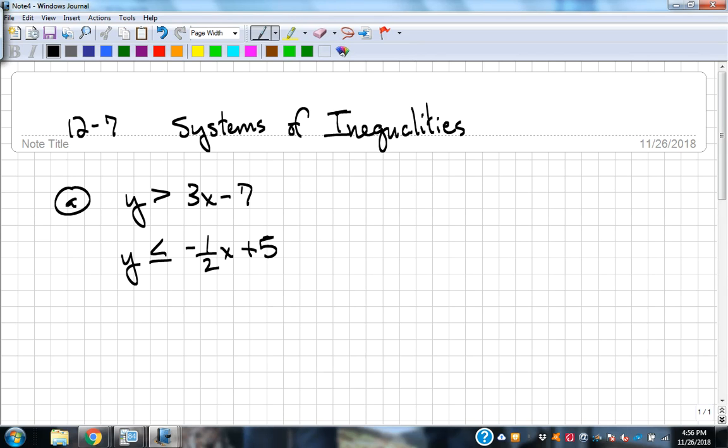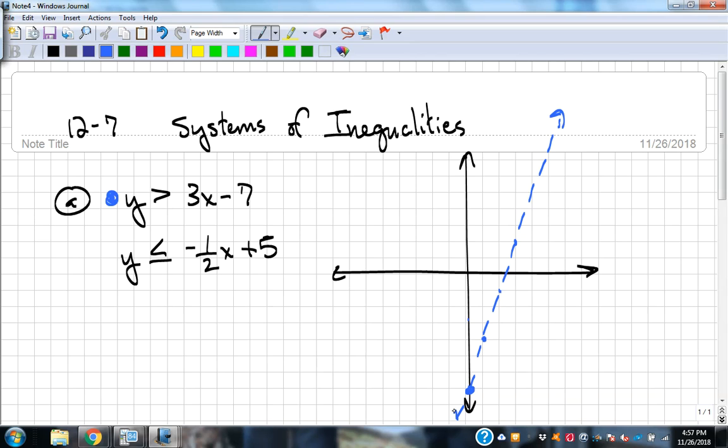So here we have y is greater than 3x minus 7, and then y is less than or equal to negative 1/2 x plus 5. So what we're going to do is graph that on a coordinate plane and then shade it so that we can find the solution area. So if I graph this first one with blue, I'd go to negative 7, and up 3 over 1, up 3 over 1, up 3 over 1, and make that a dotted line because it doesn't have the equal to mark.